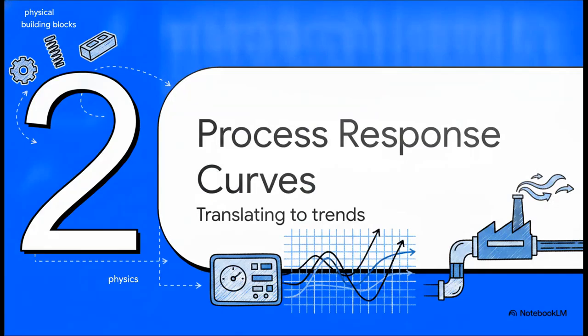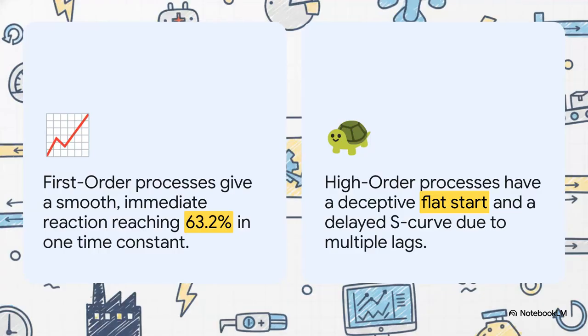Moving on to Section 2, Reading Process Response Curves. This is where we translate that physics into screen trends. The shape a process draws on your screen tells you exactly what's hiding inside. See a smooth, immediate response to a step change? That's a first-order system. It reliably hits exactly 63.2% of its total change in one time constant.